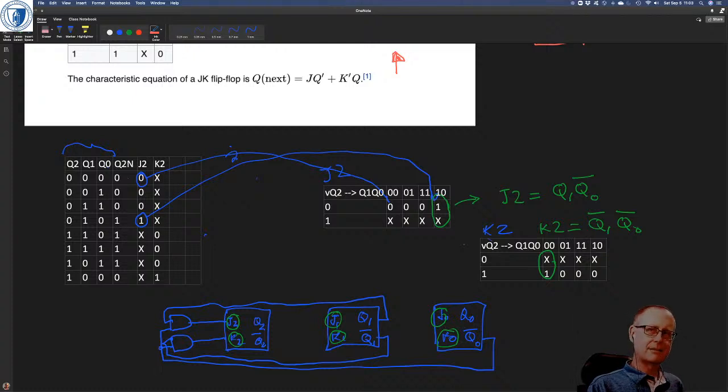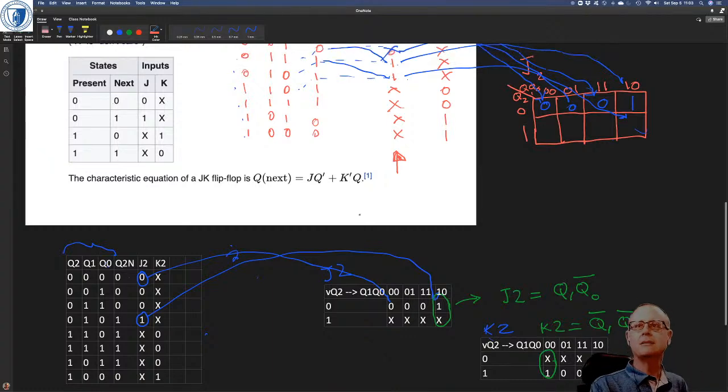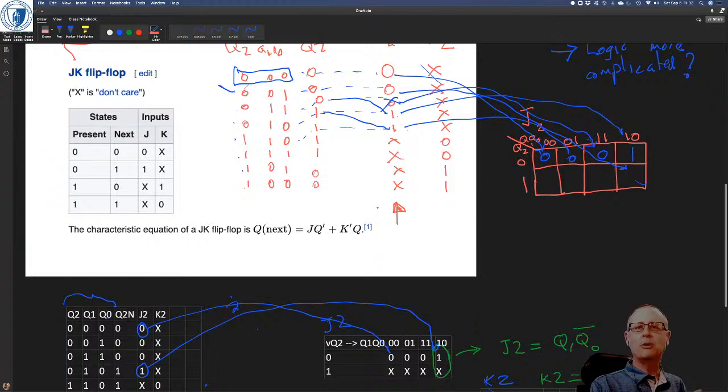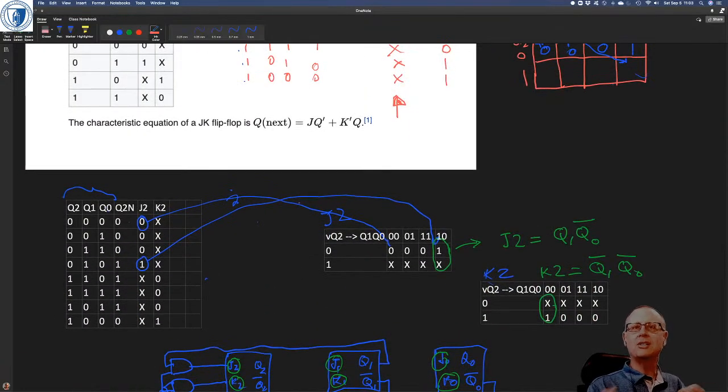Does that start making sense? Yeah, it started making sense. I think I was just asking a little too far ahead, but now it's starting to make sense. Okay, and now we've got to do the same thing again, right? But for J1 and K1, and then for J0 and K0.